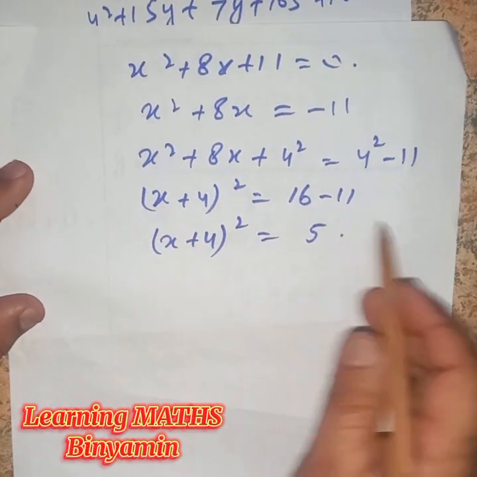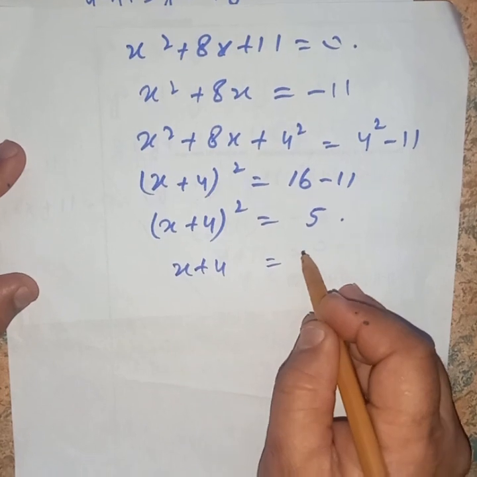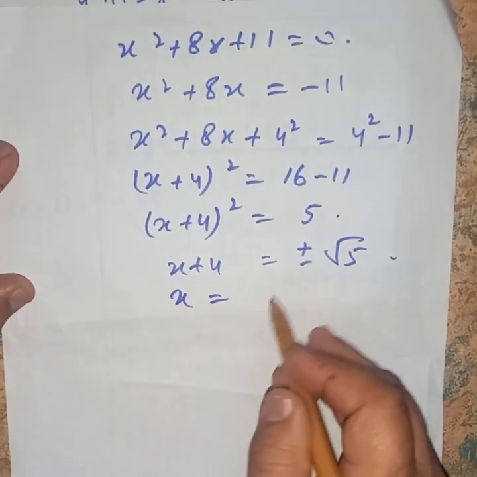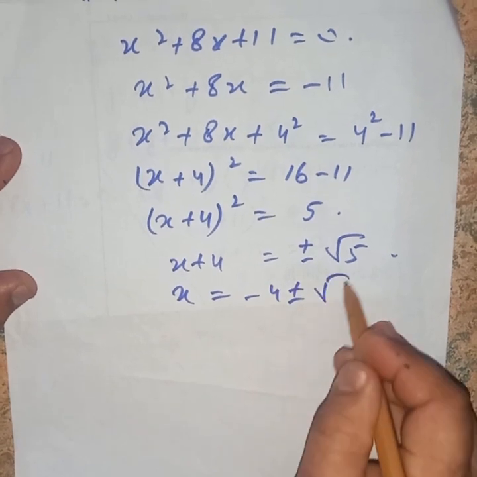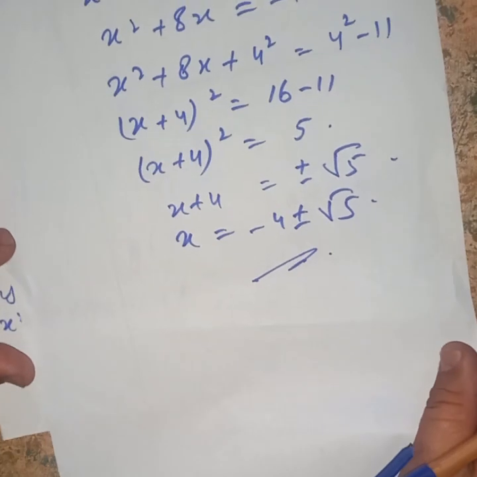And now taking the square root on both sides, the square and the root will cancel, and plus minus 5 also has a square root. So x equals minus 4 plus minus square root of 5, and that is the answer to that question.